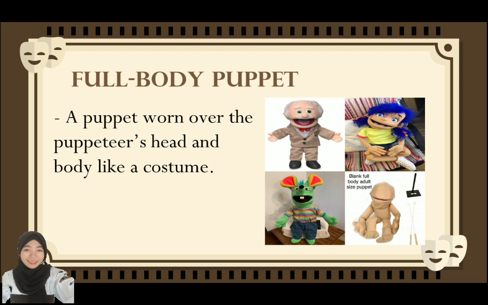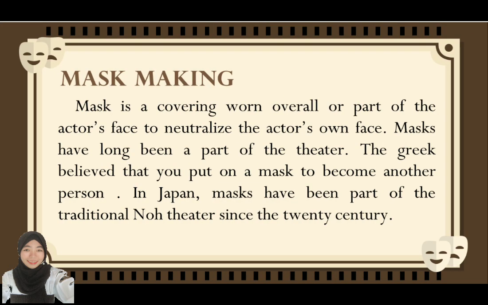So, these puppets are bigger than hand puppets or marionettes and offer an immersive experience for both the performer and the audience. They are used in theatrical shows, parades, and festivals for large scale performances. So those are the types of puppetry: the rod puppet, hand puppet, movable mouth puppet, marionette puppet, and the full body puppet. Okay, the next one we have mask making.